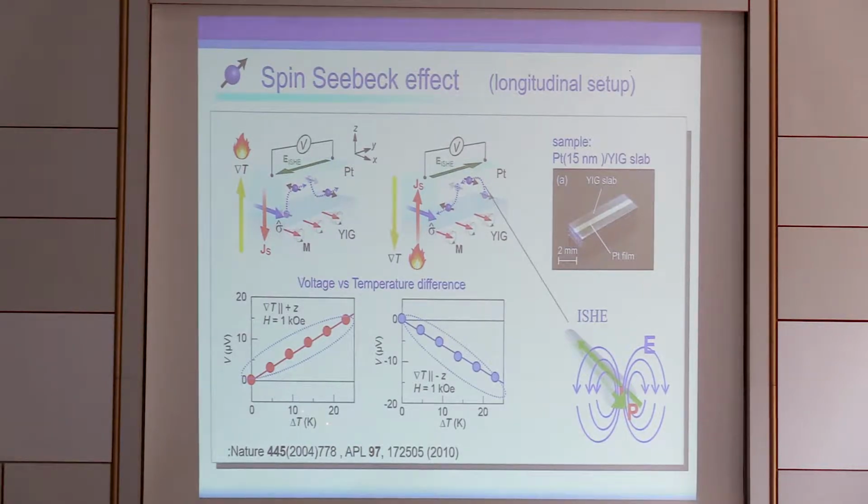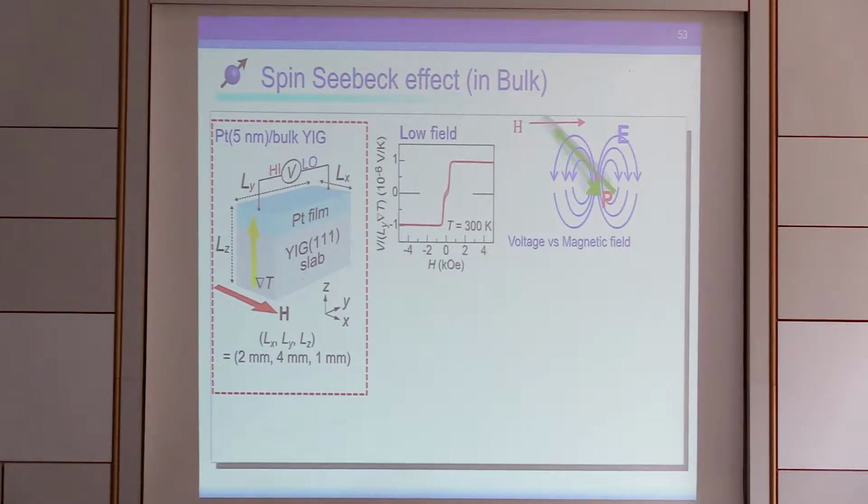This is data. By applying the temperature gradient, voltage appears like this, and by reversing the temperature gradient direction, the sign of voltage is reversed like this. Okay, this is the spin Seebeck effect. This is the magnetic field dependence. By reversing the magnetic field, the sign of voltage is reversed like this.